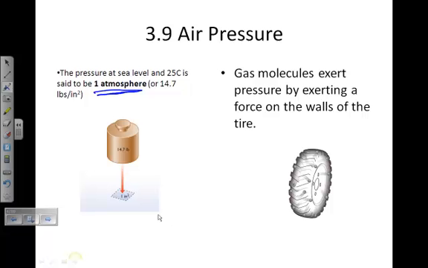It's kind of like when you go diving, you feel that added pressure in your body as you go further and further down in a pool or in the ocean.